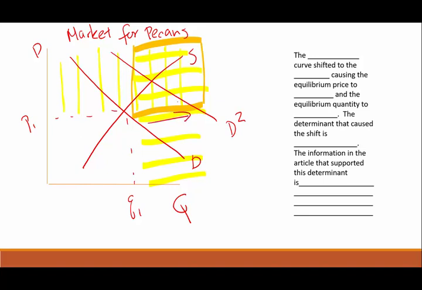Many times students will read the article and they'll see that two curve shifts are possible, but only shift one, because one is going to be predominant in your article, and shifting two really will confuse things. So find the predominant situation that occurred and shift that curve. So the demand curve shifted to the right, causing the equilibrium price to increase and the equilibrium quantity to increase.